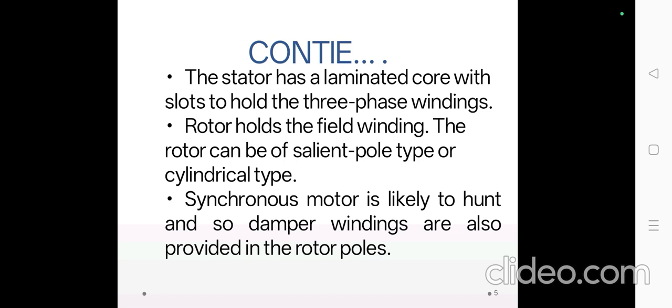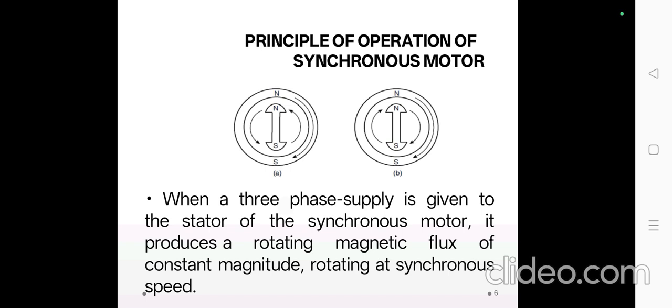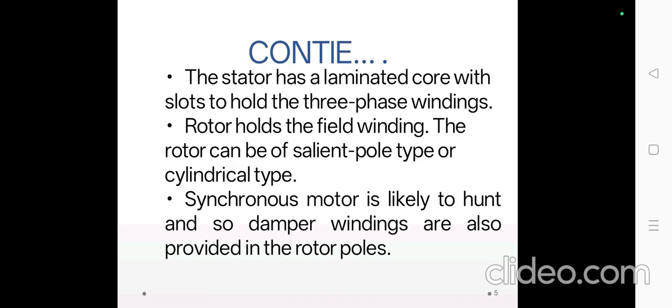Next one is the rotor. There are two types of rotor. One is the salient pole type and the next one is the cylindrical type. The salient pole type is also called the projected pole type, as all the poles are projected out from the surface of the motor. The poles are built up of thick steel laminations. The poles are bolted on the rotor.